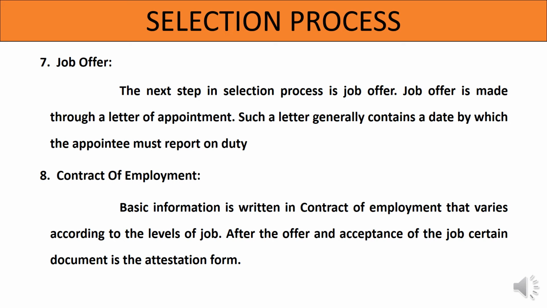Contract of employment. Basic information is written in the contract of employment, which varies according to the level of the job. After the offer and acceptance of the job, the citing document is the attestation form. So every organization nowadays basically maintains such types of contract of employment process.